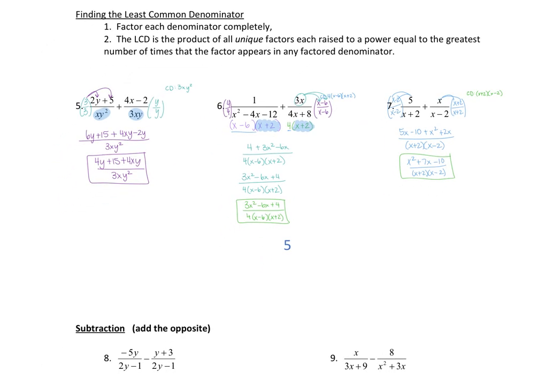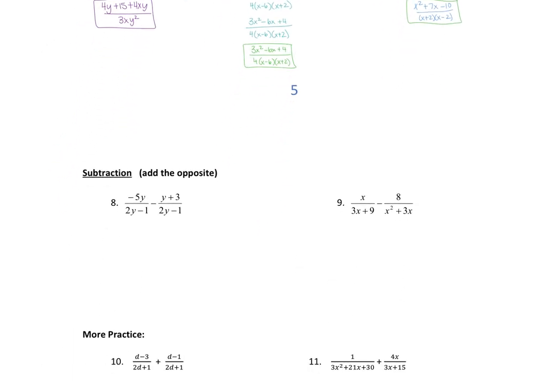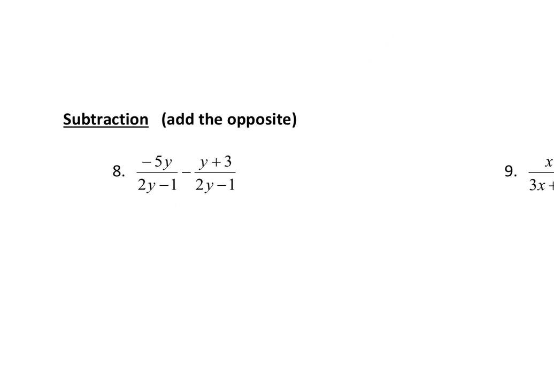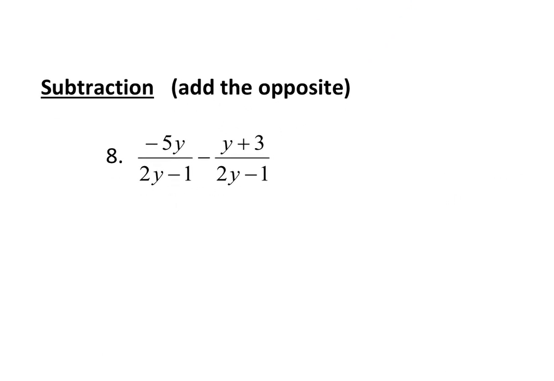That's addition. Subtraction works the exact same way, okay? We just have to be careful with that minus sign because we will have to distribute it in, so don't forget about it. These already have a common denominator. They're the same, so we're good there. So let's just distribute in the negative. So negative 5y minus 3 over 2y minus 1.